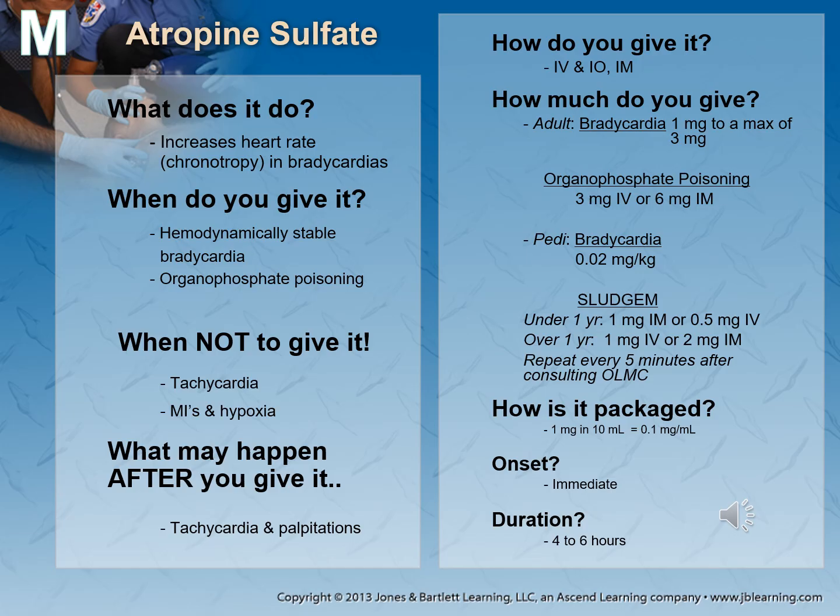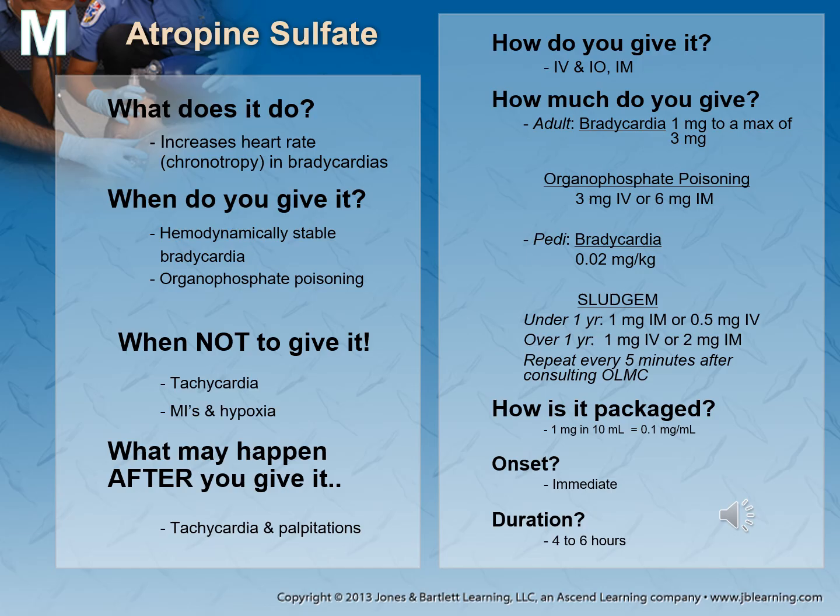We should not give it if the patient's tachycardic or if they're having an MI or hypoxia, because it can make those two matters worse. After you give it, you can expect a tachycardia to ensue. Sometimes patients complain of chest palpitation. You can give it IV and IO. You can also give it IM. IM is typically used for organophosphate poisoning.